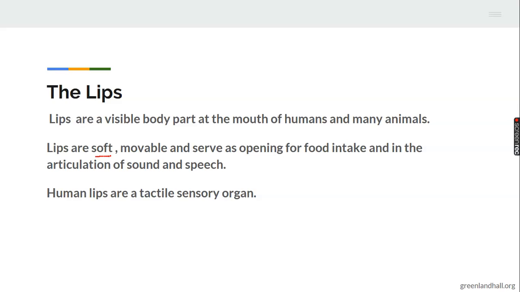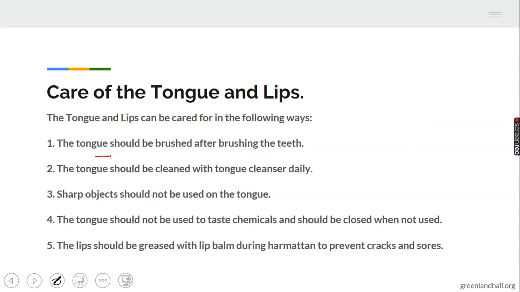And then when you want to take in food into your body, it is the lips that you have to open for the food to get into your mouth. Not only that, when you want to speak, like you want to pronounce M, your lips have to come together to make such sounds like M, B. The lips are also important in the articulation of sound and speech. Now, the human lips are tactile sensory organs. Yes, they are sensory organs.